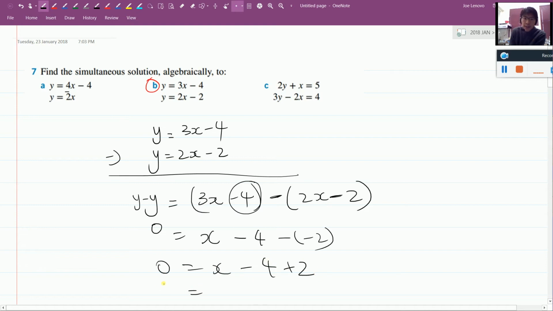And we have 0 on one side. x minus 4 plus 3 is minus 2. So the number minus 2 equals 0. Therefore, our x needs to be positive 2.